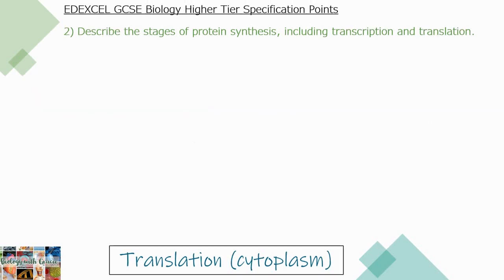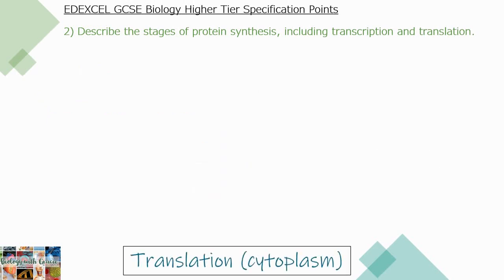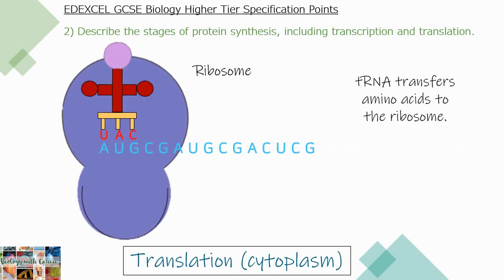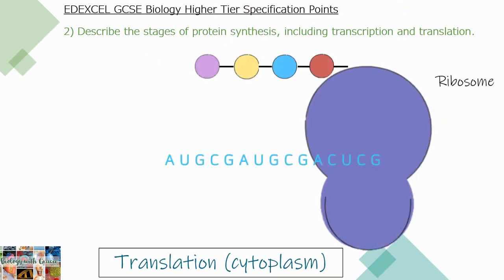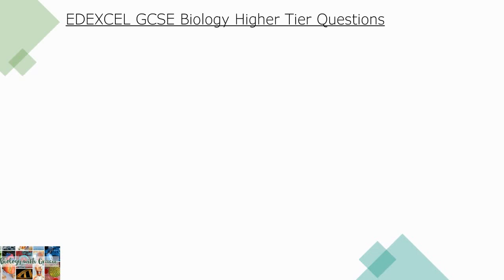You don't need to remember this, but you do need to remember that the triplet code is a key factor of mRNA. Then we come to the molecule tRNA, which is also known as transfer RNA. This molecule has an anticodon at the bottom, and it also carries a specific amino acid at the top. During translation, tRNA transfers amino acids to the ribosome. As tRNA continues to bring amino acids to the mRNA at the ribosome, amino acids are linked by peptide bonds, and this is what eventually forms the polypeptide chain, which is the first structure of a protein. Then I'm going to move on to some questions based on that information.